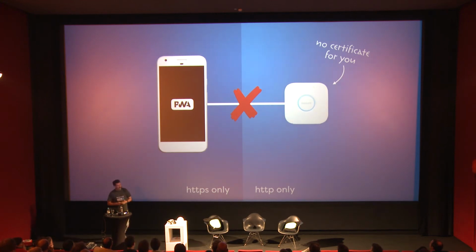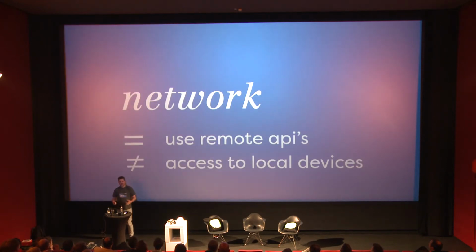So this is a problem, and because of the way certificates work and local networks work, they can't get a certificate because the device has to be on the external network to validate the certificate, and it isn't. So this is a problem. The network is just for accessing remote APIs. It isn't for accessing local devices.